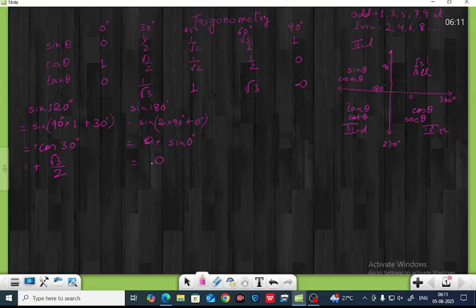Sin 180 is 0. Now we'll find the value of sin 270 degree. We can write it as sin of 90 degree into 3 plus 0 degree. With the 90, 3 means an odd number. If it is an odd number, it will change into cos 0 degree. And 270 is in the third quadrant. In the third quadrant, the sign will be negative, so minus cos 0, and cos 0 is 1, therefore it will be minus 1, right?